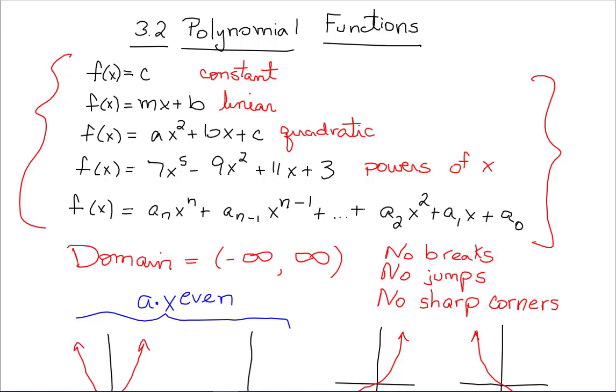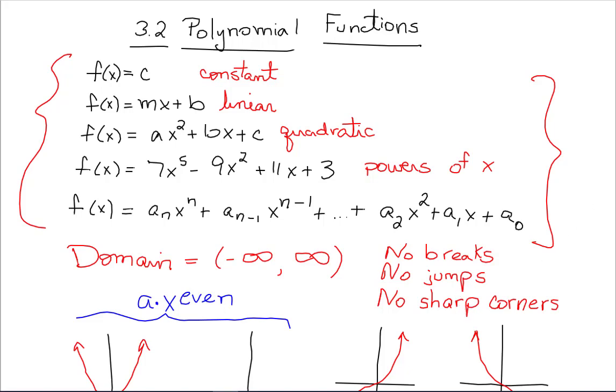Their domain is everything. You can put in any number you like into a polynomial function and it will generate a real number output. The graph of a polynomial function has no breaks in it, there are no jumps, there are no sharp corners. It's a nice, smooth, curvy looking function.